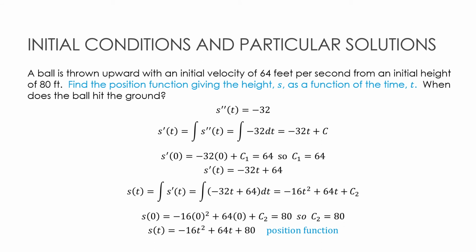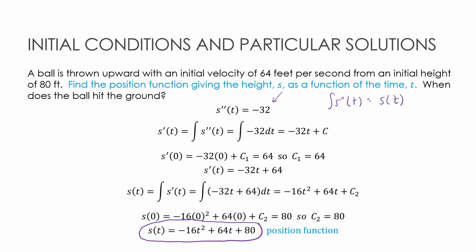So now I'm going to start from the end and work my way backwards, and notice when I get to the end I'm going to end up with that same function that I came up with on the last page, not doing any work, but this is where the position function came from. So S double prime of t is negative 32. I know that because it's acceleration due to gravity. So I'm going to integrate that, because if I integrate S double prime of t, then of course I'm going to end up at S of t. And that's what I want.